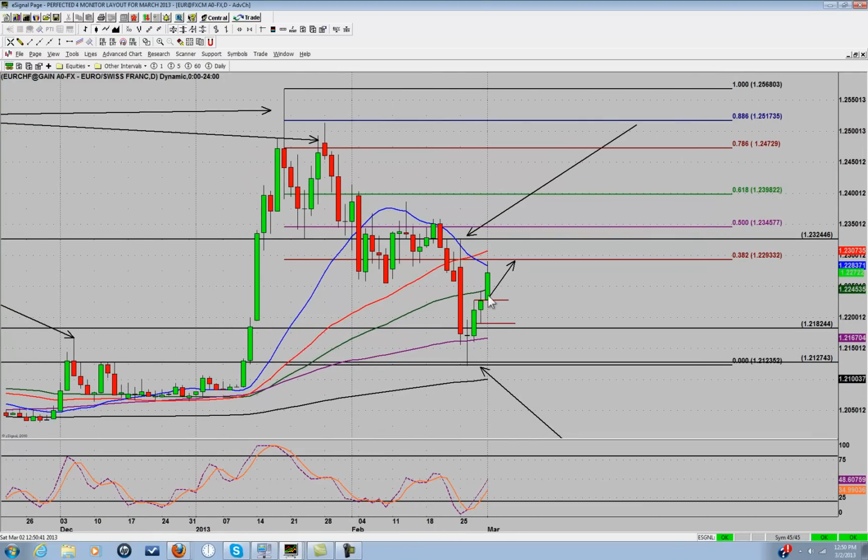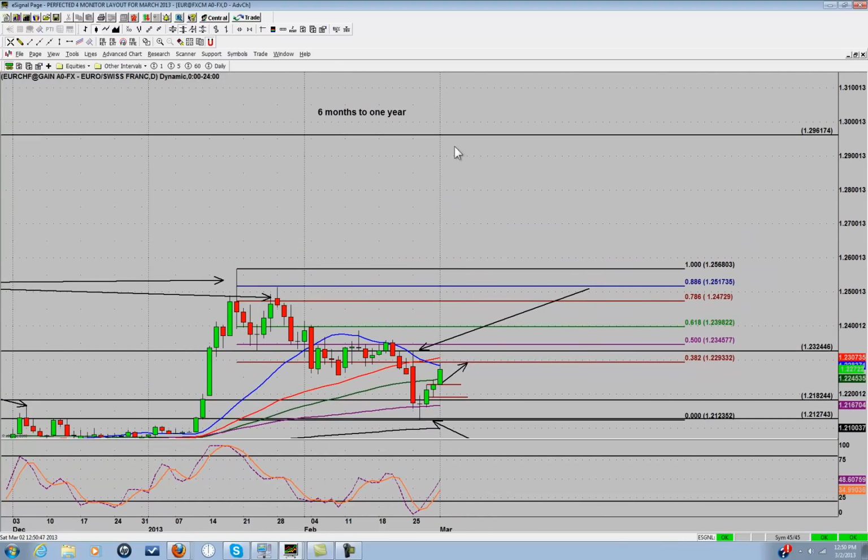So I'm not saying to buy this now because it's not a buy at this moment. It was a buy 4 days ago, and right now we're reaching targets. But eventually, I'm looking for this to go way up here. 6 months to a year, we should be at about 130. All right. As the Swiss franc completely weakens.